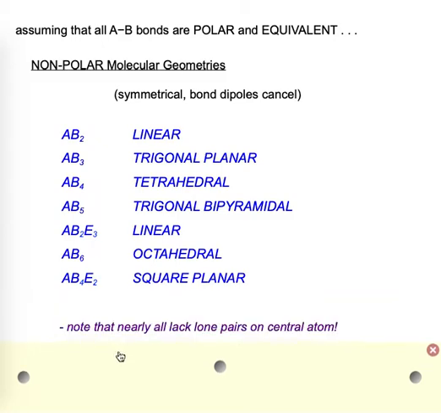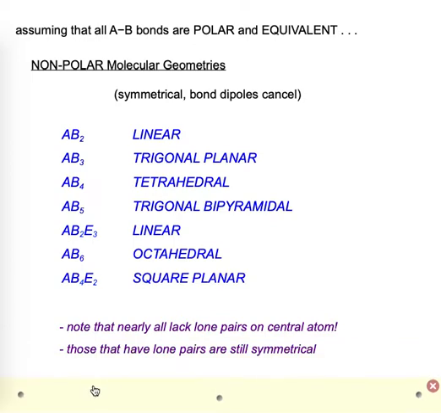What you'll notice is that nearly all of these lack lone pairs on the central atom. And for most of these, not having a lone pair on the central atom means that the bonds will be so symmetrically arranged that the bond dipoles will cancel out. Those that do have lone pairs, namely AB2E3 linear and AB4E2 square planar, are still sufficiently symmetrical so that the bond dipoles add up to zero. And you can go back and look in your notes and convince yourself of that.